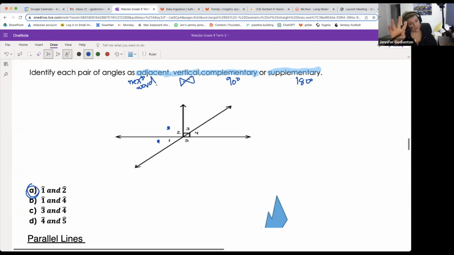So some of these have more than one answer. I would like to know which word I can use when looking at angles 1 and 2. What word could I use for them? Can I use adjacent, vertical, complementary, or supplementary?